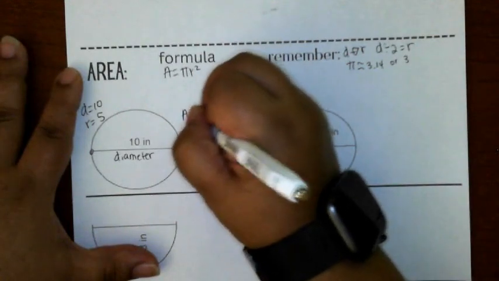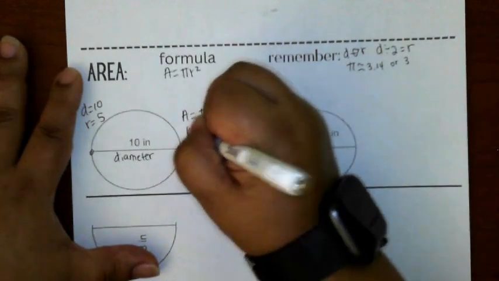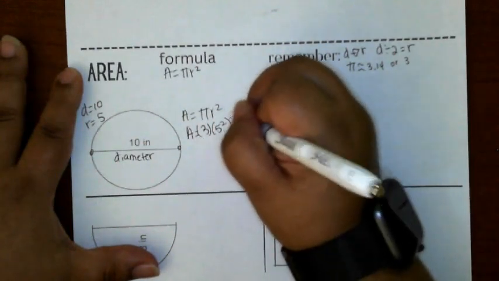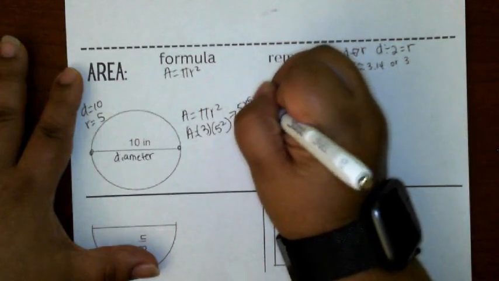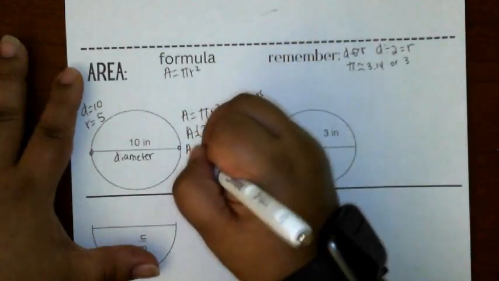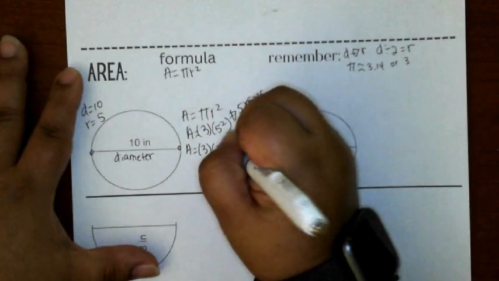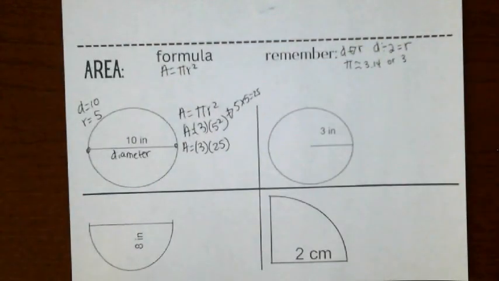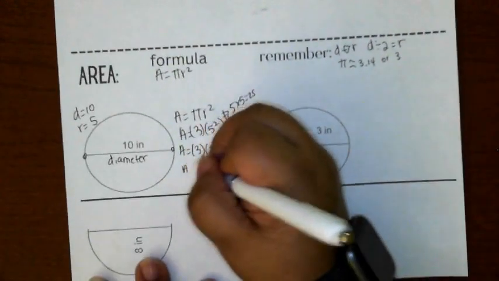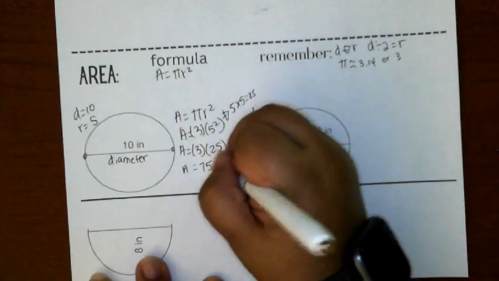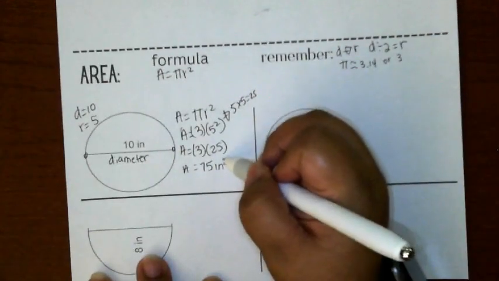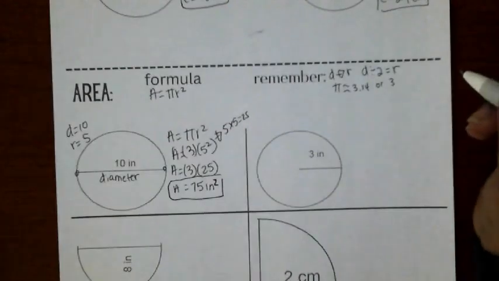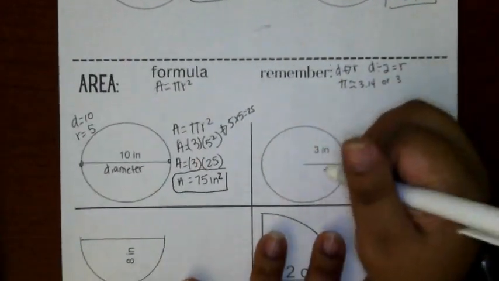So now area is equal to pi r squared. Area is equal to 3 times 5 squared. 5 times 5 is 25. So area is equal to 3 times 25, and that is going to be 75. So area is equal to 75 inches squared. Because it's area, we need to make sure that we have the exponent of squared. Okay, let's go ahead and move on to the fourth one.